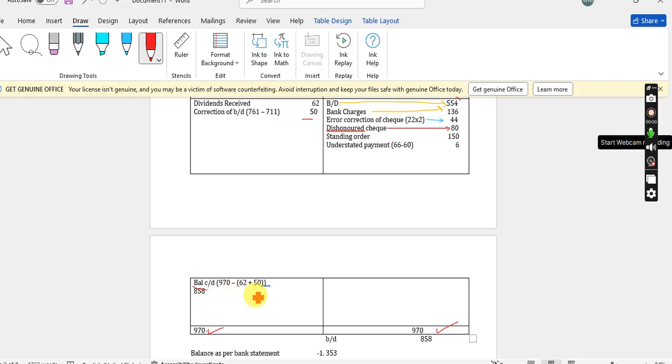So you say 970, which was the total, minus the total for the debit side, which is 62 plus 50, so that should be 112. So 970 minus 112, you get 858. Balance carried down goes here on the debit side, and the balance brought down goes on the credit side. So that's the new balance for our cash book, 858. Any questions?